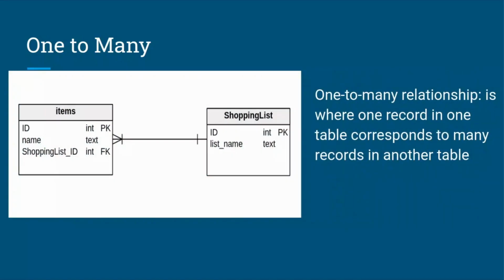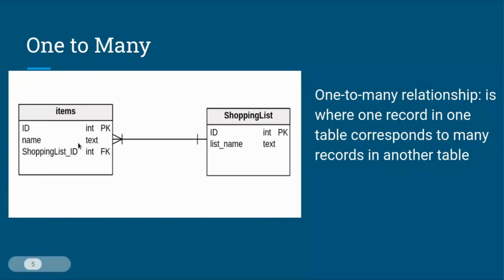And we also have one-to-many. A one-to-many is a relationship where one record in one table corresponds to many records in another table. For example, here we have the items and the shopping list. The shopping list table has a single entry that corresponds to many items. For example, we have a shopping list category of fruits. Here we can have bananas, mangoes, and other things that belong to the same category, but there are many. So here we have one category and here we have many items. This is one-to-many.